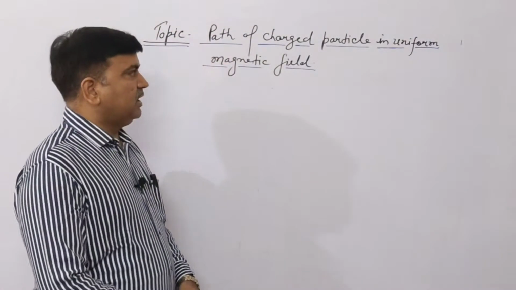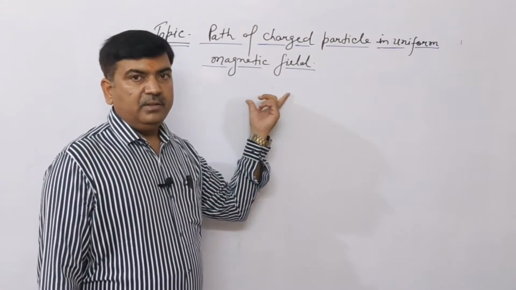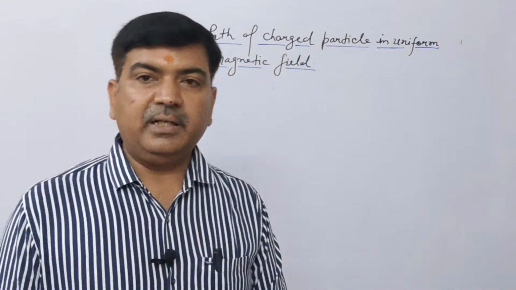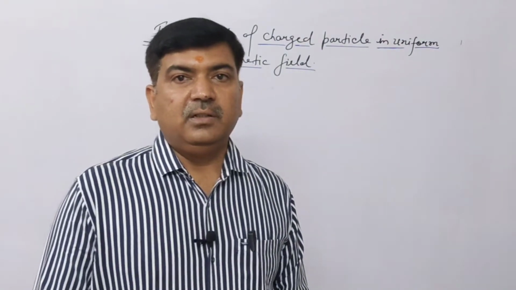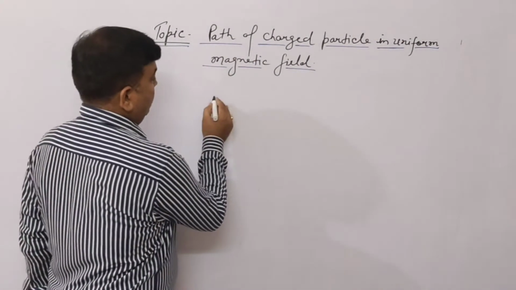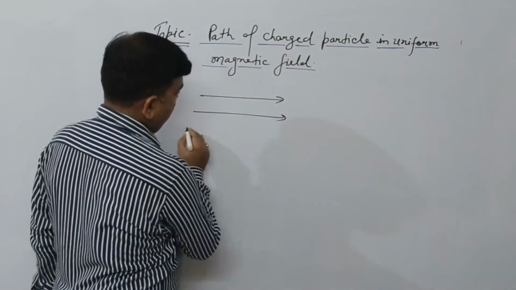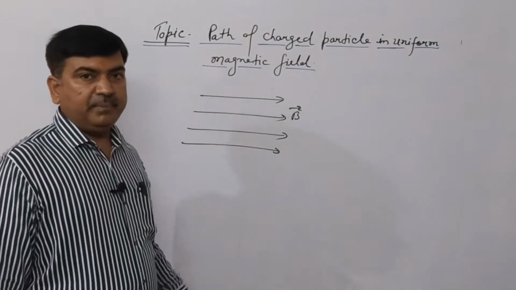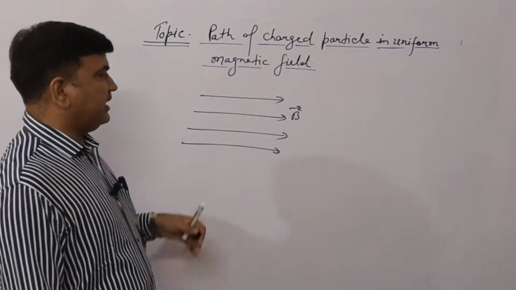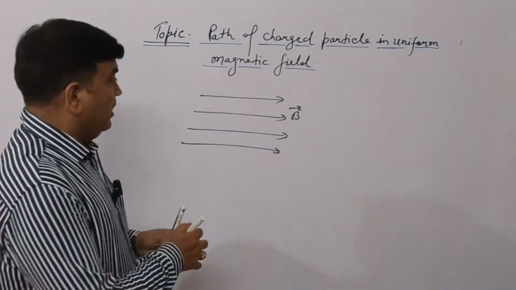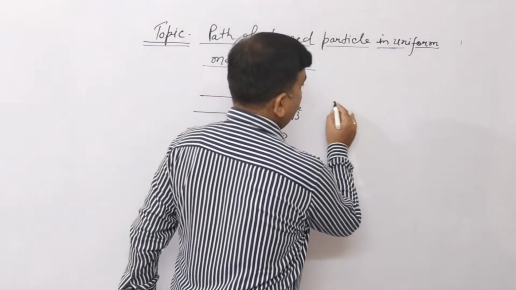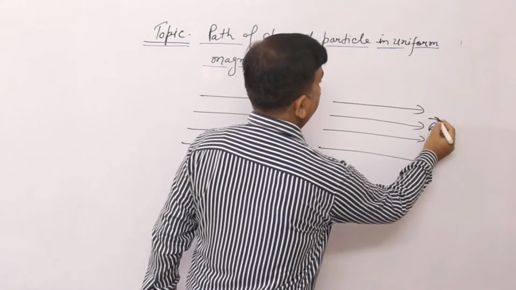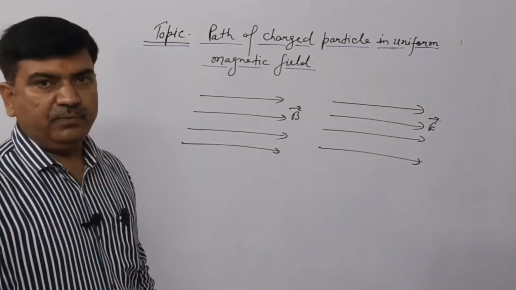The topic: path of the charged particle in uniform magnetic field. Before this topic, first we need to know how force is applied by the magnetic field on the charged particle. If the magnetic field is given in this direction, it is represented by parallel lines, that is a uniform magnetic field parallel to the surface. And suppose the electric field is given in this direction, a uniform electric field parallel to the surface.